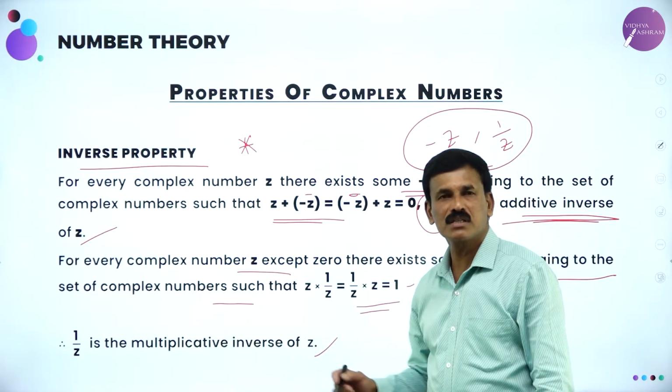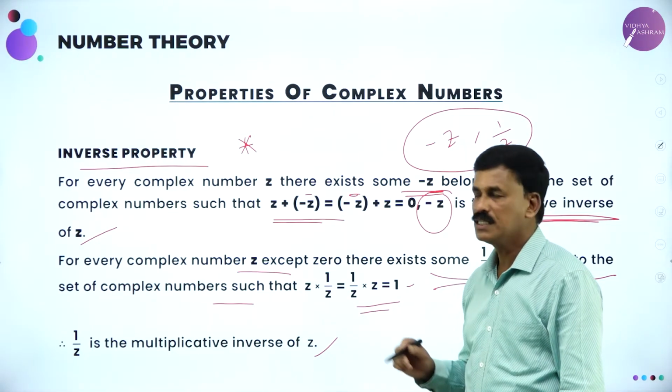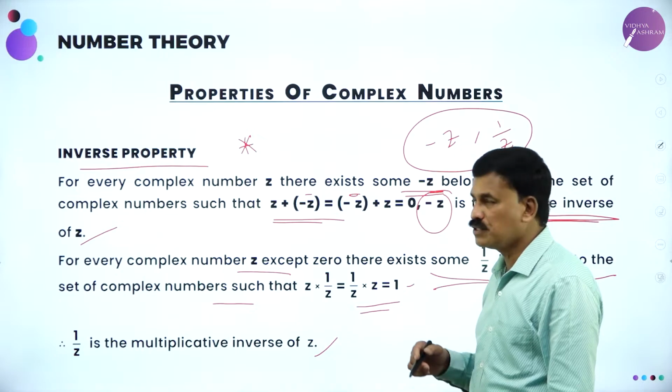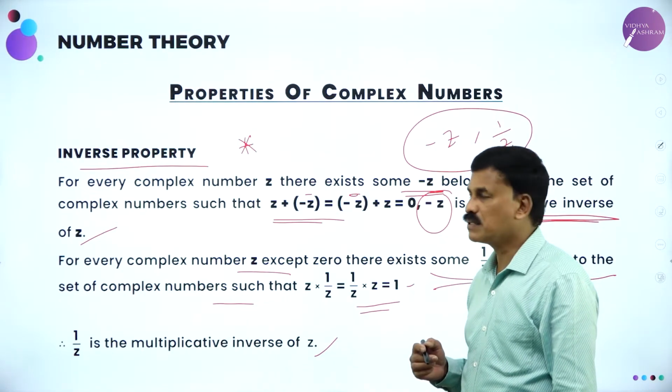1 by z is called the multiplicative inverse of a complex number z. Okay, these are regarding the inverse property of a complex number, additive and multiplicative inverse.